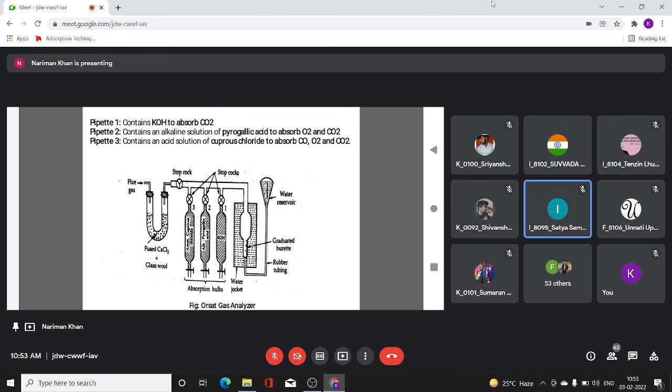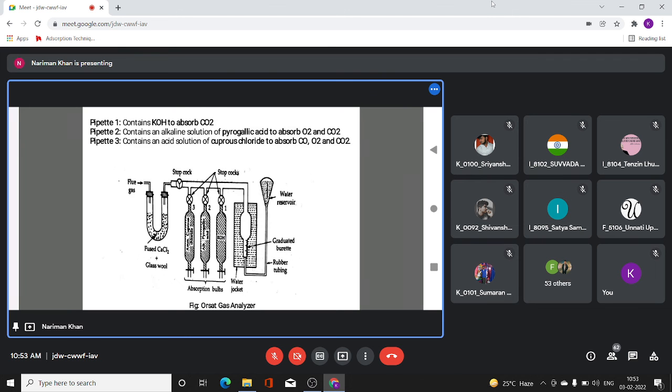Carbon monoxide. Yes, carbon monoxide, not CO2, carbon monoxide. So now what we'll do, we will close our second stopcock also, and we will allow the gas to pass into the third pipette, which contains cuprous chloride. Cuprous chloride is going to absorb carbon monoxide.